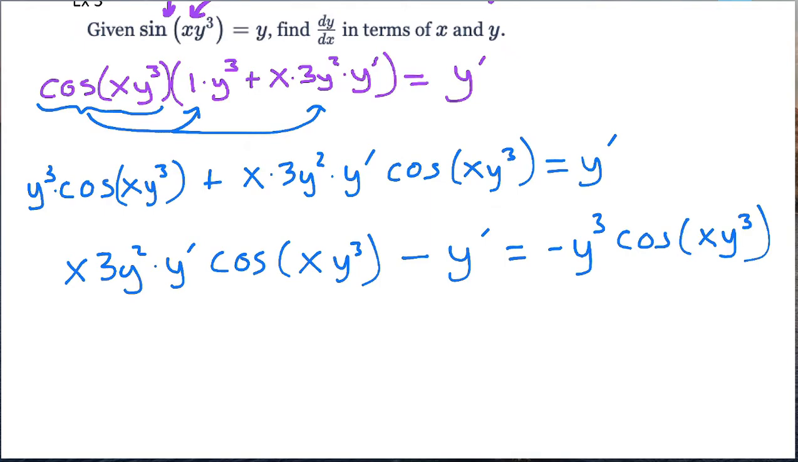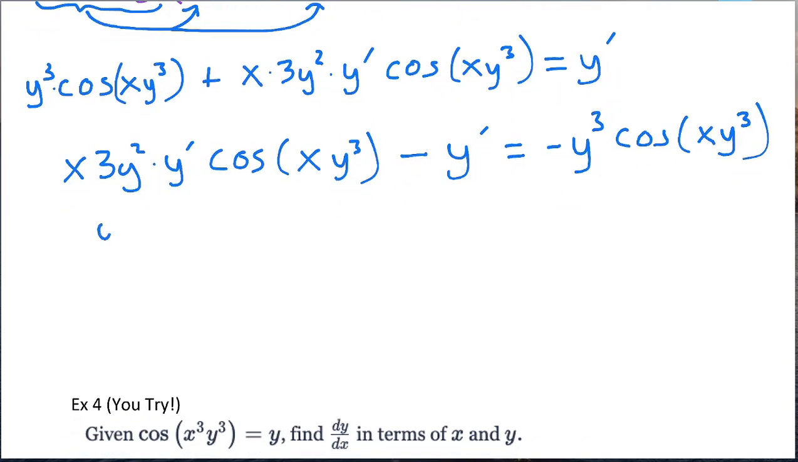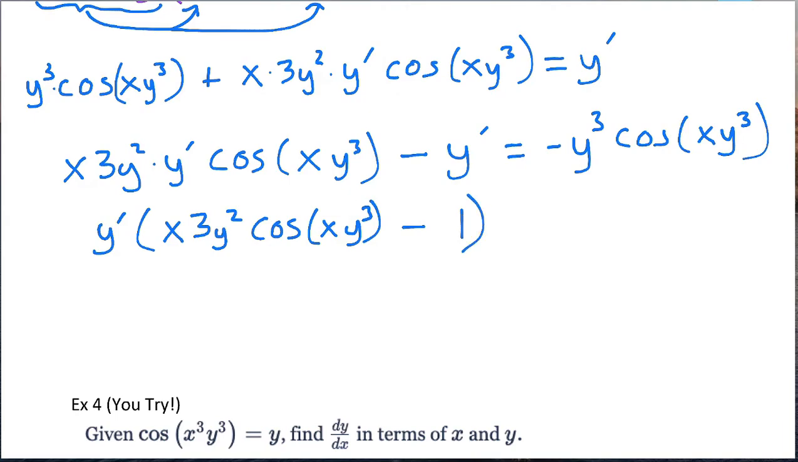Now, if you notice on the left side, we have a factor of y prime that we can factor out, just like we did in the last problem. If we factor out a y prime, this is still x 3y squared cosine x y cubed minus 1 equals negative y cubed cosine x y cubed. And the negative 1 is there because if I distribute the y prime, I would get back to where it was before. Now, all I need to do is divide by that whole mess that's attached to y prime.